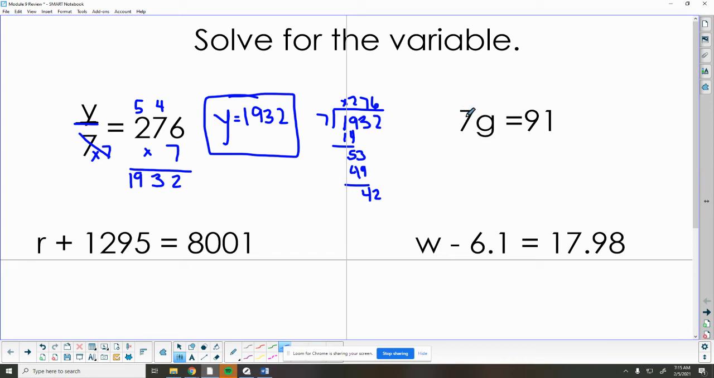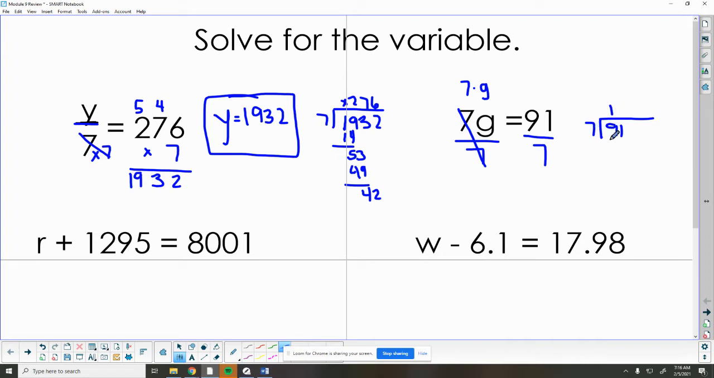So here we have 7g. So what does 7g mean? That means 7 times g. The opposite of timesing is dividing. So we want to divide by 7, divide by 7 on both sides. So all we're left with is g, because 7 divided by 7 is 1, and we just want 1g. So now we need to do 91 divided by 7. So go ahead and try that.